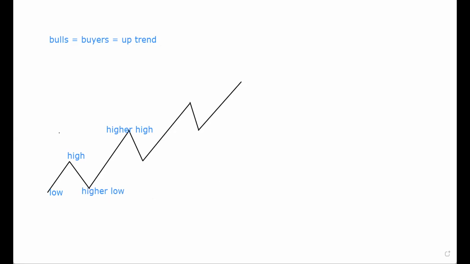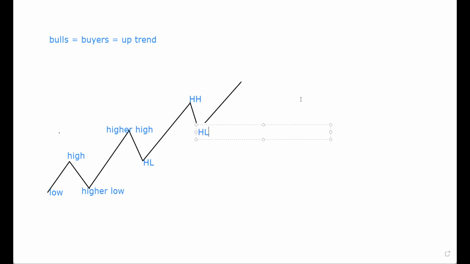Similarly, this also becomes a higher low, this part over here. And then this becomes another higher high. And what would you call this place again? Who's willing to try? Is it a higher low?